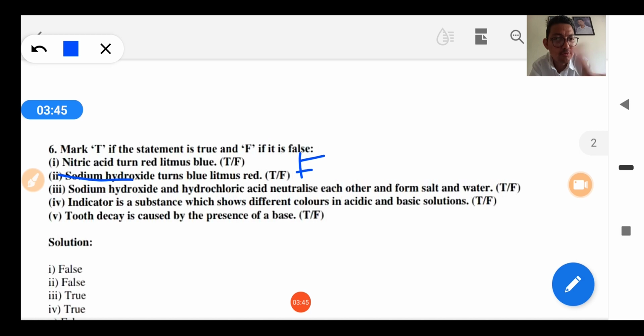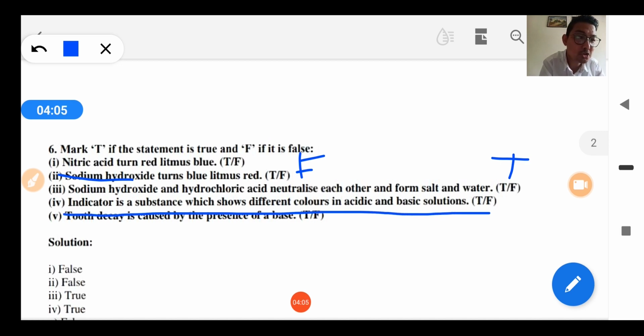So this is false. Now coming to the third part, sodium hydroxide and hydrochloric acid neutralize each other and form salt and water. Yes, this is a neutralization reaction and this is absolutely true. Coming to question number 6, part 4, an indicator is a substance which shows different colors in acidic and basic solutions. This is absolutely true, but you should take care that indicators sometimes show a change in color in acidic solution, sometimes in basic solution. So it depends on the type of indicator that we take.